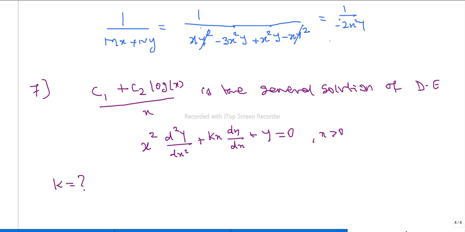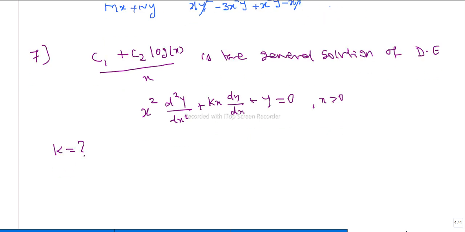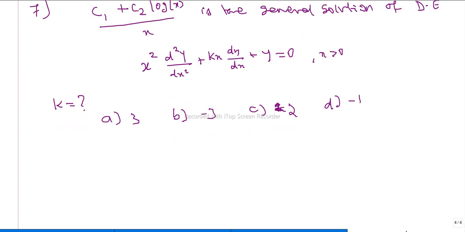This is a Euler-Cauchy equation, right? The options are: first option k is 3, second option is minus 3, third option is 2, and the fourth option is minus 1. Now this is a Euler-Cauchy equation. Therefore, you have to substitute x equal to e power t, so you have to reduce this equation into D(D minus 1) y plus k times D y plus y, that is 1.